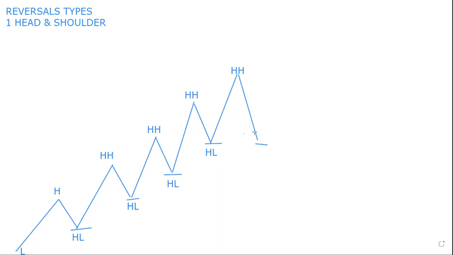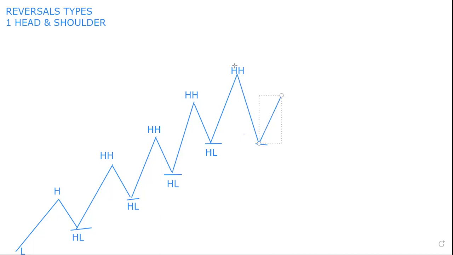So it forms one low here, and we have another low here. So we have two lows around this area. Then instead of forming an equal high or a higher high, price comes back to form a lower high.